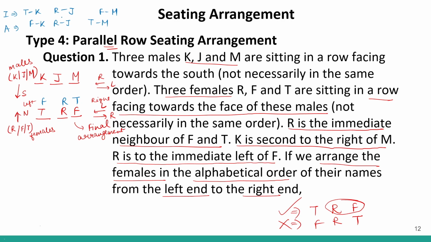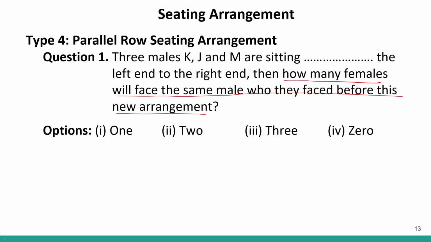So how many remain the same? RJ is the only one that remains the same. These two have been interchanged. So the question was asking how many females there are which will face the same male. So there is only one female, R, which will face the same male, right? There is only one such female. So coming back to the question, we will answer 1 because only one female, which is R, will be facing the same male she was facing before the new arrangement.